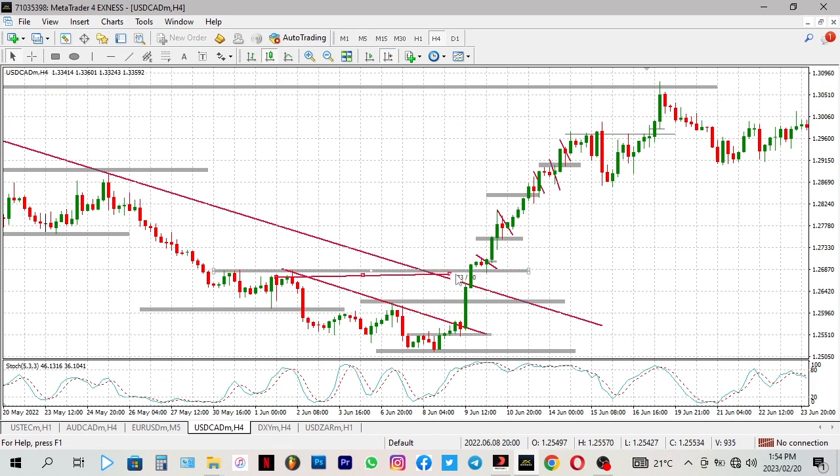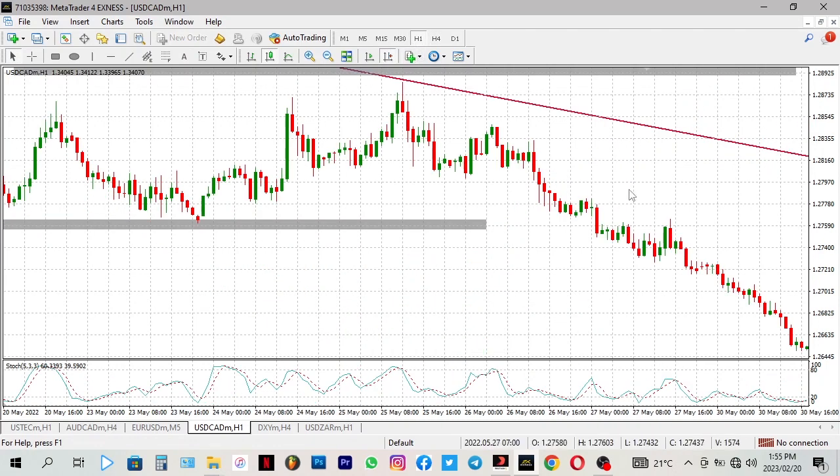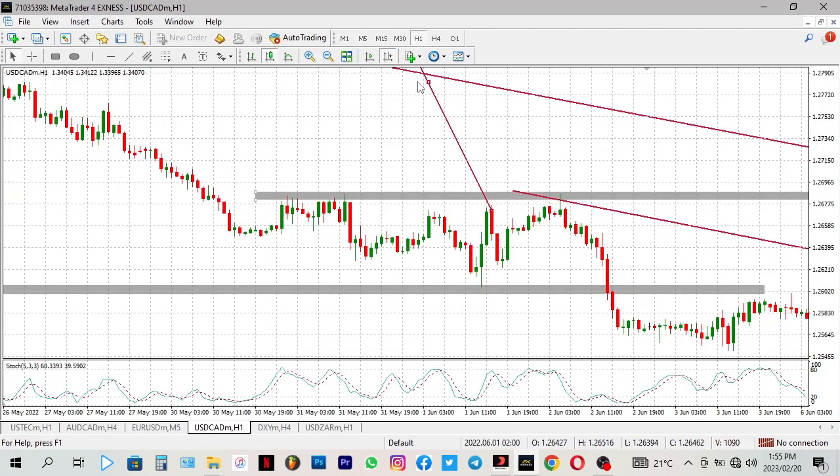Then we take our TP. Then we wait for what? We wait for this strong resistance to be broken, and also the trend line to be broken. So the trend line broke before the strong resistance. So we wait for what? For the resistance. Then it got broken. Then let me go to the 1-hour chart.